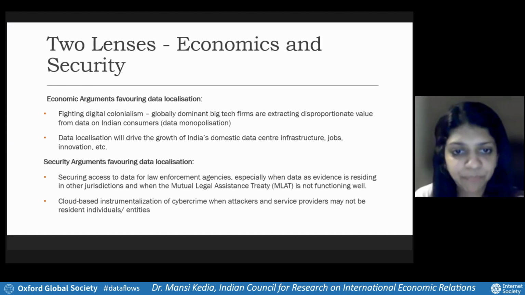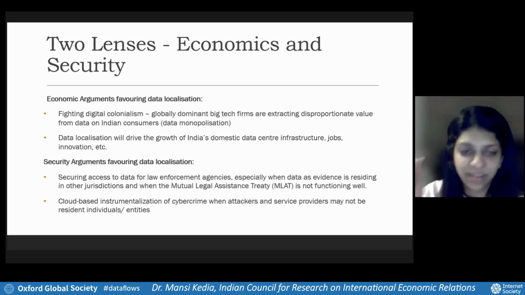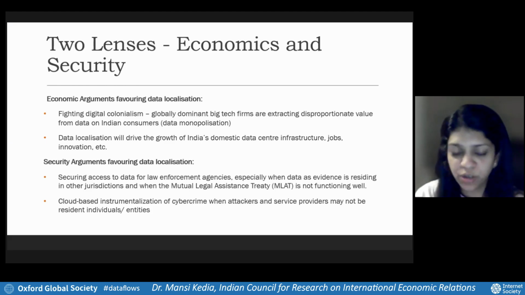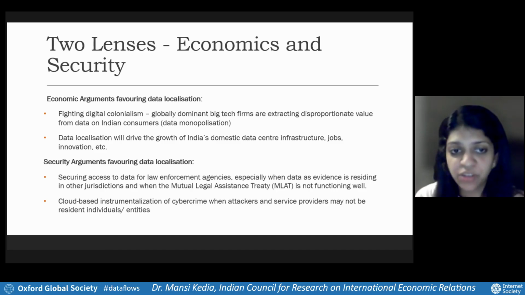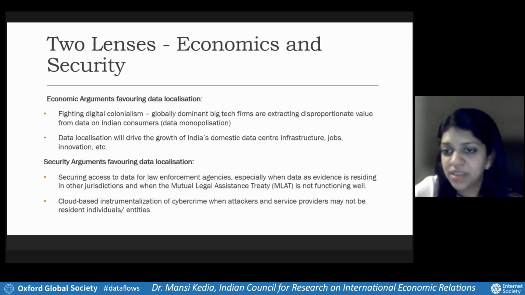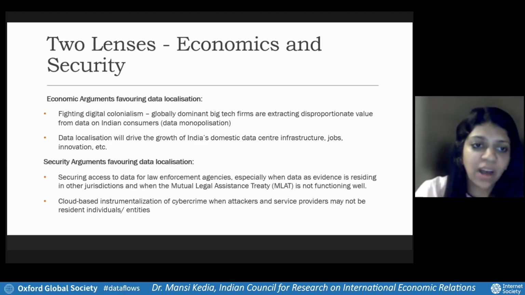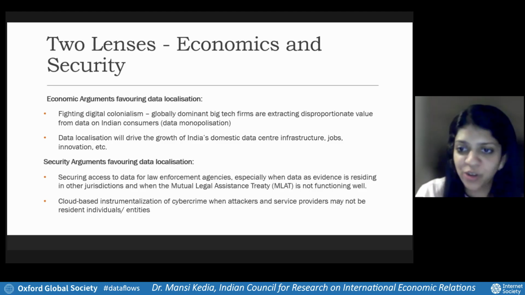And then the security arguments, given that we have a tense neighborhood very much like South Korea, and I'll come to that difference between Korea and India in a little while. Therefore it becomes important for India to also consider informational security, especially when, as already discussed, the Mutual Legal Assistance Treaty and other forms of international cooperation opportunities are broken. So securing access to data for law enforcement agencies becomes extremely important, and that is one reason for them to mandate data localization. Also, in the manner in which cybercrime and cyber attacks are being implemented, a lot of cloud-based activities where the service providers or the hackers are not based on Indian soil, tracing them and getting to them also becomes a big challenge. So both economic arguments and security arguments become the driving force for India's current position.